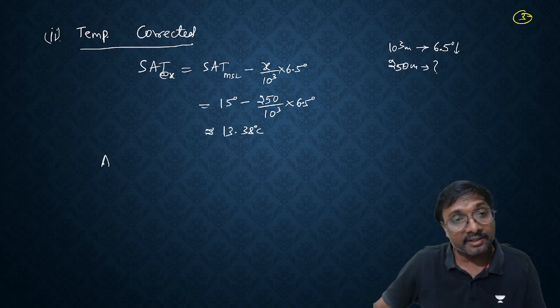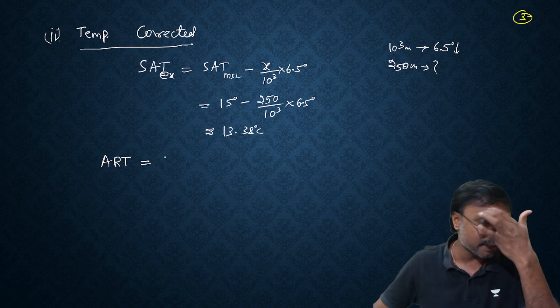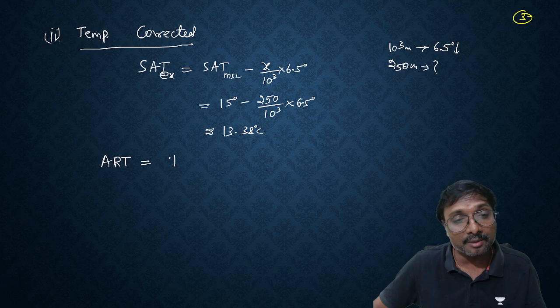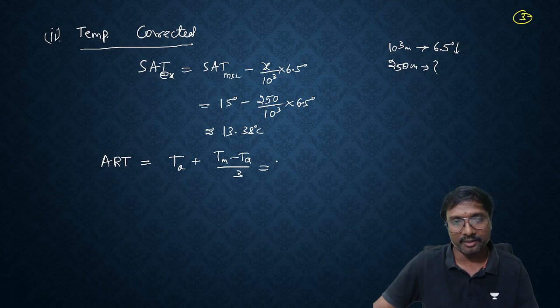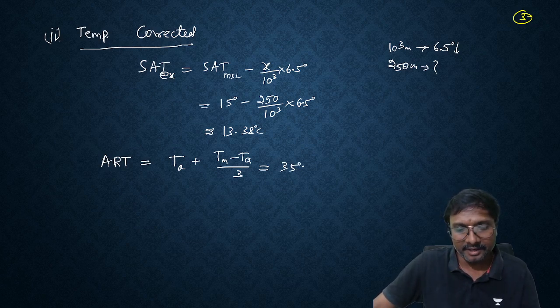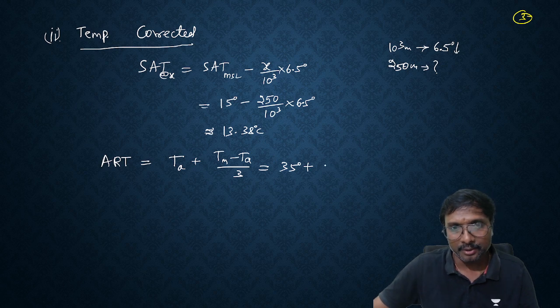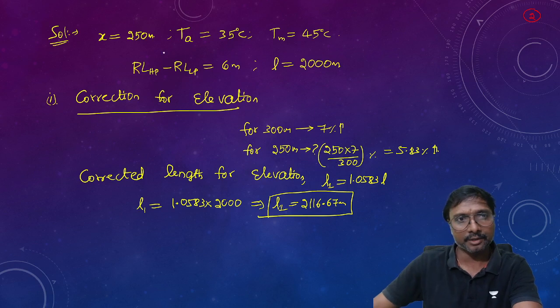Now, at this elevation we have to go for the airport reference temperature. The airport reference temperature is Ta plus (Tm minus Ta) divided by 3. Ta will be 35 degrees plus 40 minus 35. These values are already given, you just observe, in the question.